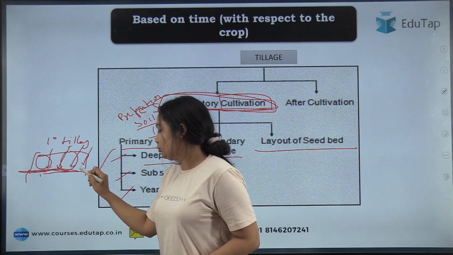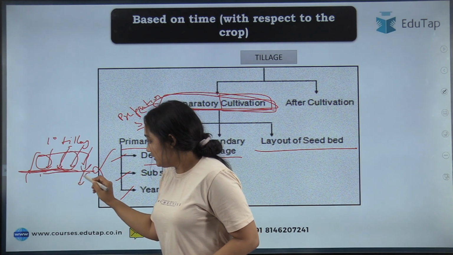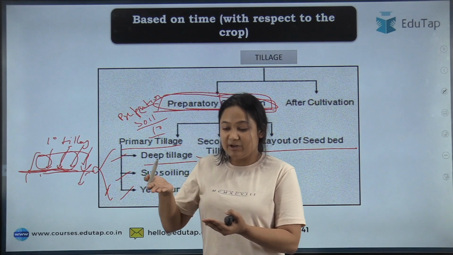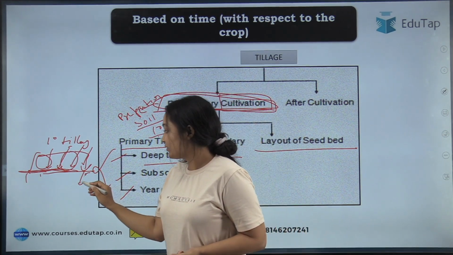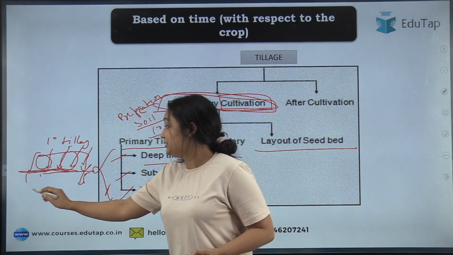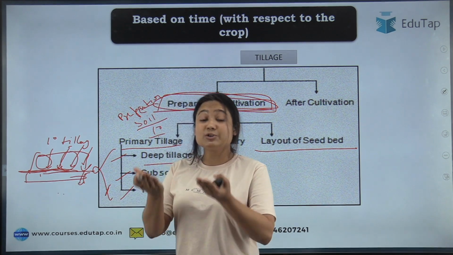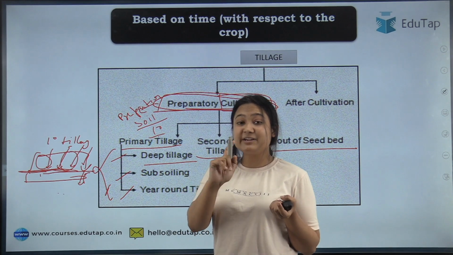Okay, there will be a tool applied, and it will invert your soil. They will penetrate deep, and then they will invert your soil. Because of that, what will happen? The lower layer of the soil will be exposed to the sun. So what are the advantages? We can tell it from there.